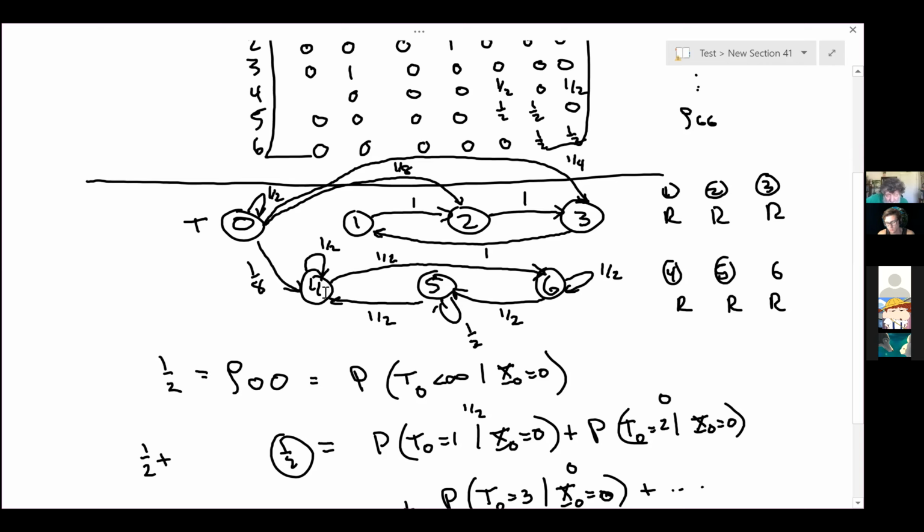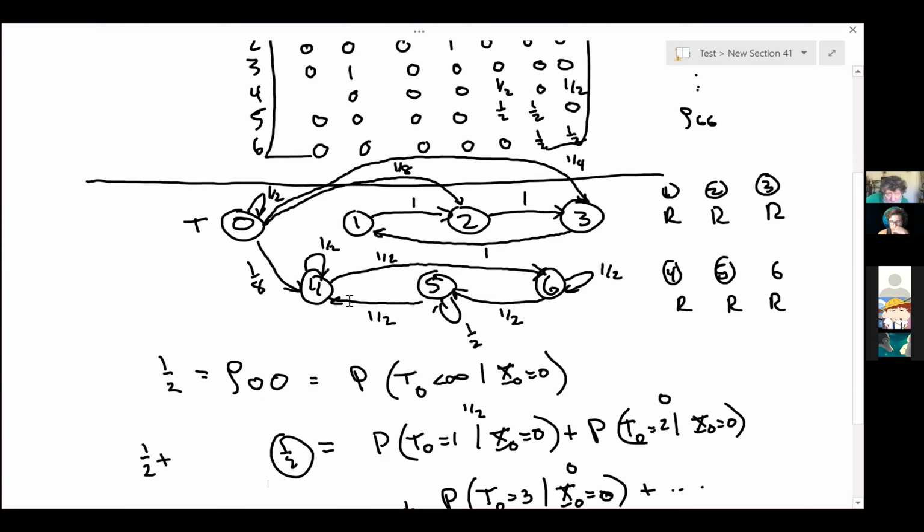Similarly here, once you end up in the states 4, 5, and 6, the chance of eventually going from 4 back to itself turns out to be 1 again, which means it's recurrent. And that's sort of the point I was trying to make on the other slide.